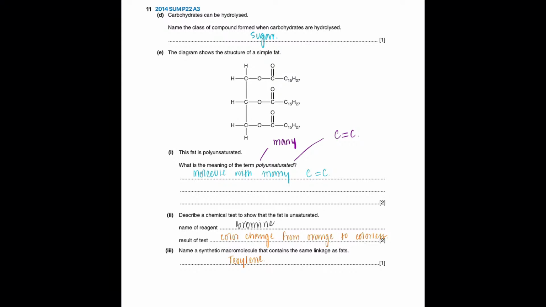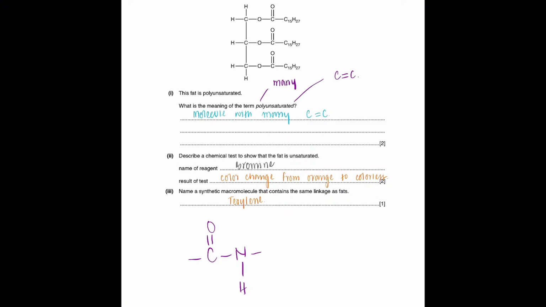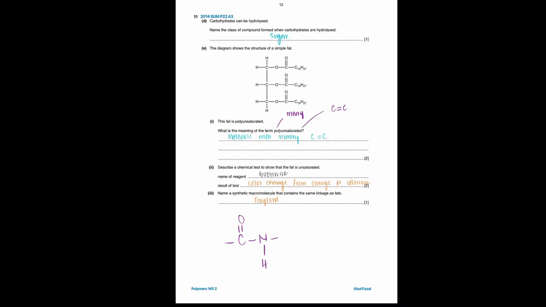Nylon is incorrect for this answer. Nylon is a polyamide and has a different linkage, an amide linkage, whereas this is an ester linkage. They're talking about polyesters. So name a polyester. Yep, easy.